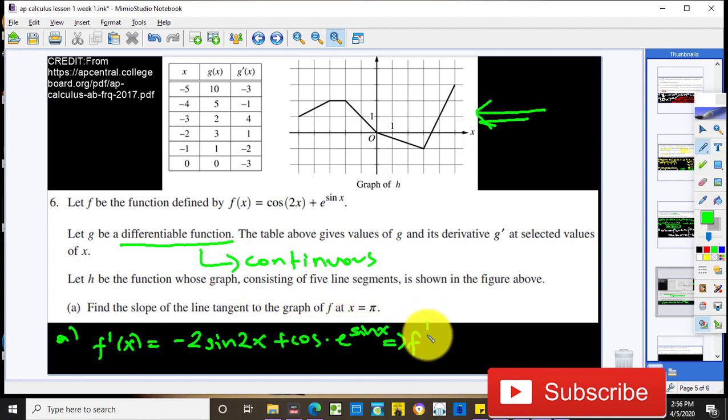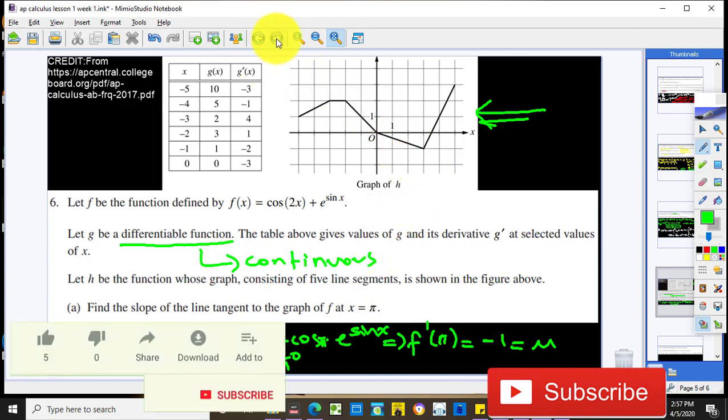So we need to evaluate f prime of pi. When I substitute pi right here, we end up with negative 2 times sine 2 pi. Sine 2 pi is 0, so negative 2 times 0 will be 0. And when I substitute pi into the second term, cosine pi is negative 1, times e to the power of sine pi, which is 1. So the answer is going to be equal to negative 1. This is going to be the slope of the tangent line at x equals pi. Alright, let's move on to part B.